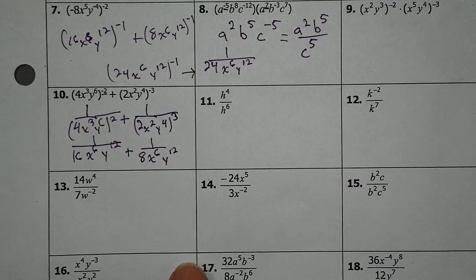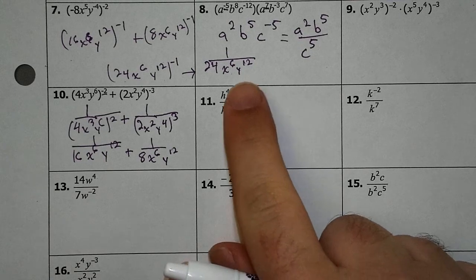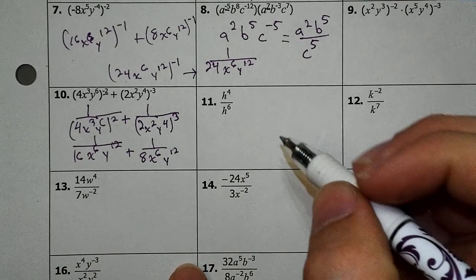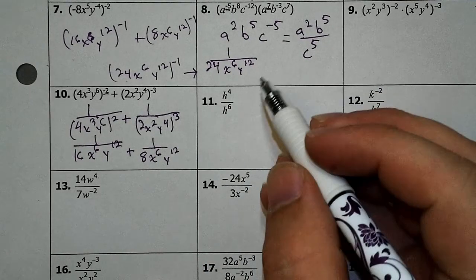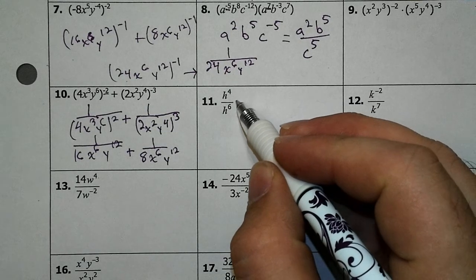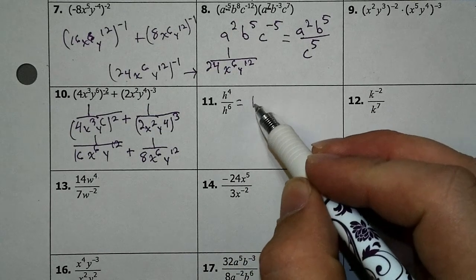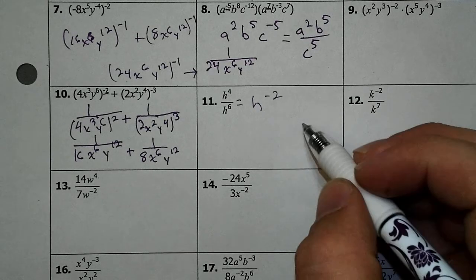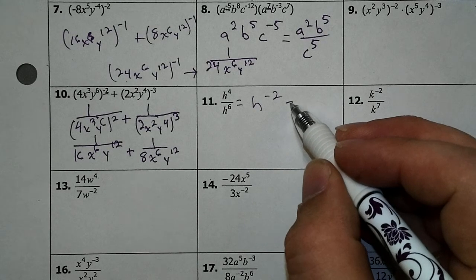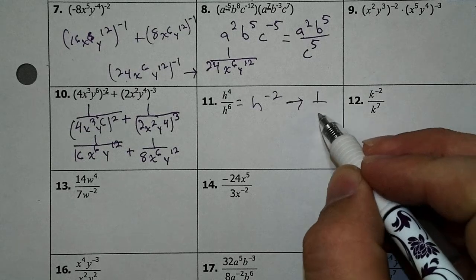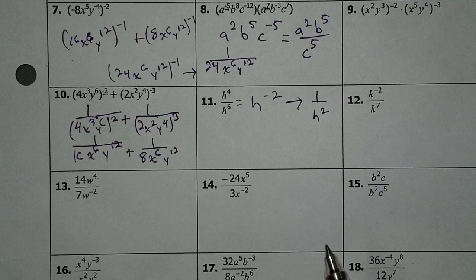Now, when you have the quotient rule, you're going to handle it the same way. You divide, so you're going to subtract those exponents, and then you'll rewrite it if it's a negative. 4 minus 6 will give us h to the negative 2, which means we could rewrite that as 1 over h squared, just like everything else.